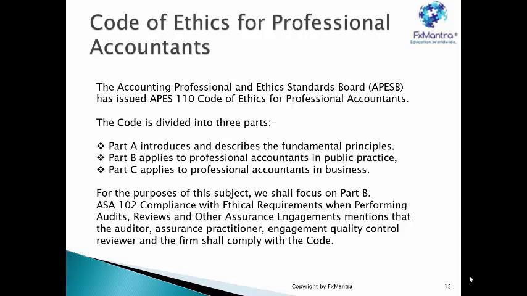Okay. ASA 102, the Australian Standard on Auditing 102, is about compliance with ethical requirements when performing audits, reviews, and other assurance engagements. It clearly specifies that the auditor, the assurance practitioner, and the engagement quality control reviewer all have to comply, and even the firm as such, the firm of practitioners, has to comply with the code. ASA 102 is designed to particularly suit the Australian legal environment, and there is not an equivalent standard on this internationally.